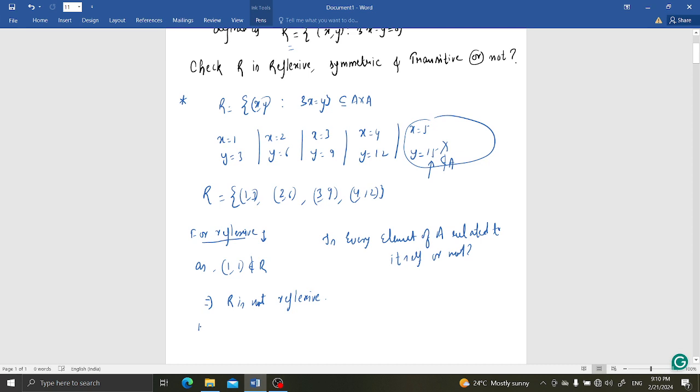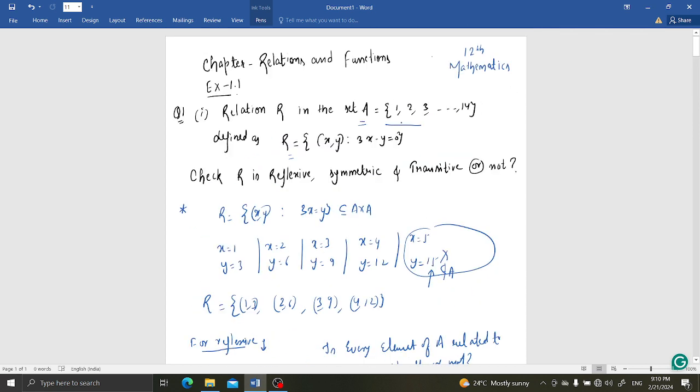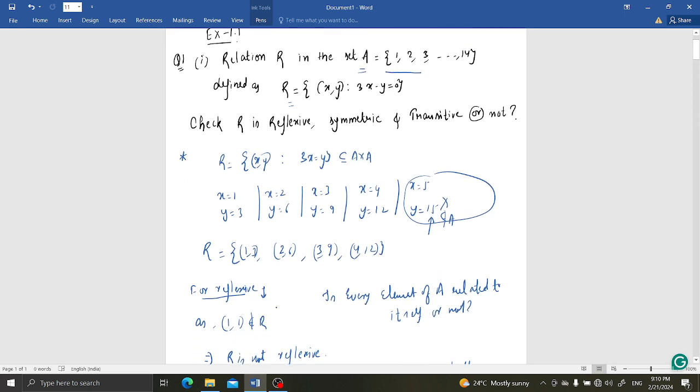You can give the reason: because none of the elements of A is related to itself. Here none has come, because there is no element of A related to itself. But if at least one element is here which is not related to itself, then we can also say it is not reflexive.